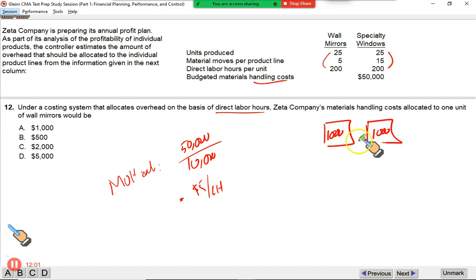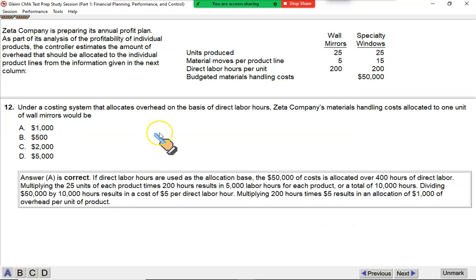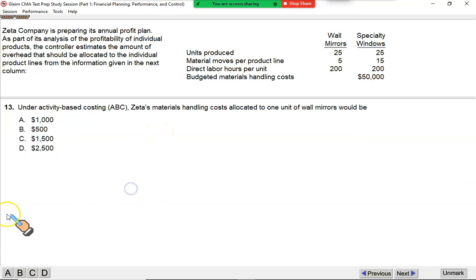Just $1,000 on both, but we know for sure that this is a complex product and this is a very simple product. Why should they be charged the same handling cost? This is where the traditional overhead allocation, or traditional costing, fails. So we got our answer, it's $1,000, but we still need to find a more equitable way. Now let me show you.